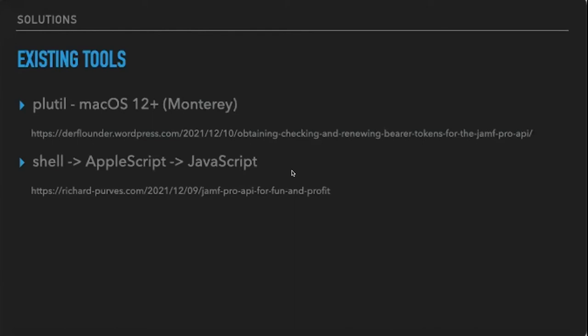Now, the other way that people have found to get at that token: Richard Purvis did a blog post about one method that he did within his shell script. After he got that data back from the API, he then called AppleScript and had AppleScript run JavaScript in order to parse the JSON.